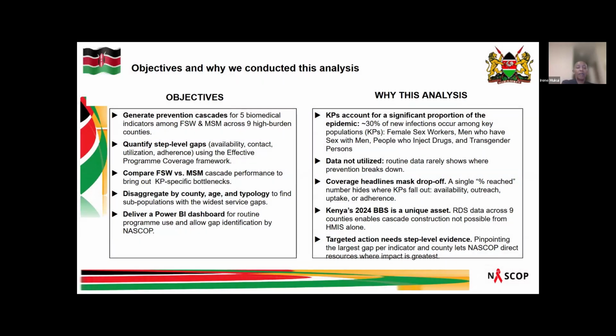So with that, we went ahead and planned to develop the HIV prevention cascades using 5 indicators, targeting 2 key populations that were the focus of the BBS survey. And our intention was to be able to look at the cascade performance, disaggregate data by county, age and the different typologies, and then eventually develop visualization using Power BI dashboards to inform routine programming and also allow gap identification. So next slide.